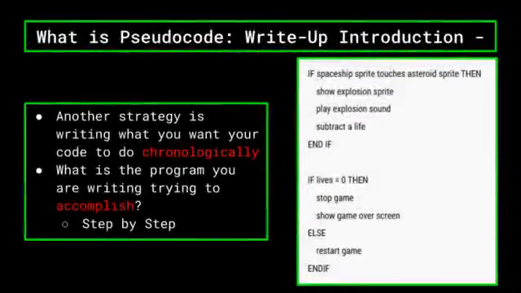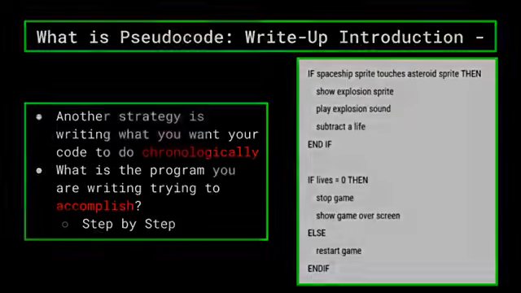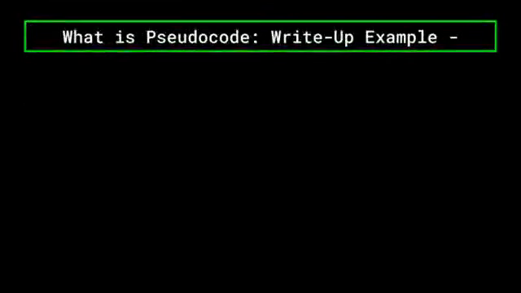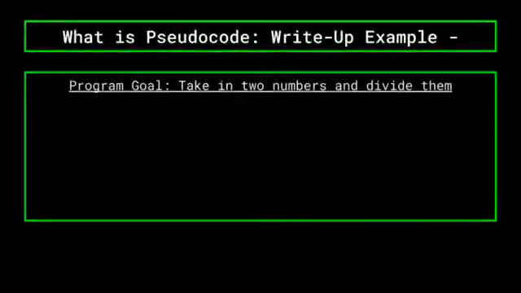Another popular pseudocode technique that is often used is to simply write out what you want your code to do chronologically. Don't necessarily think about what programming statements and functions you want to use, just jot down, from start to finish, what the program you're writing is going to do step by step. For example, let's say you're making an app that takes in 2 numbers and divides them. The pseudocode for that would look a little something like this.